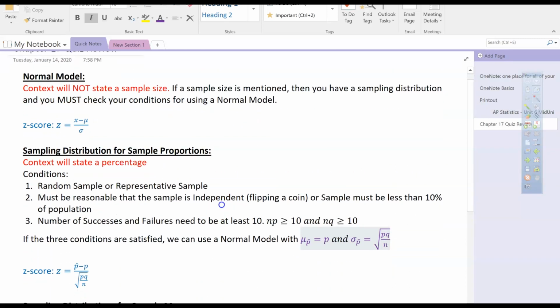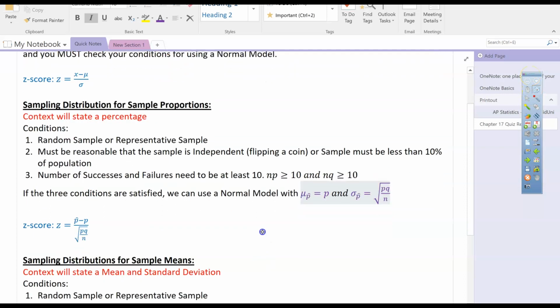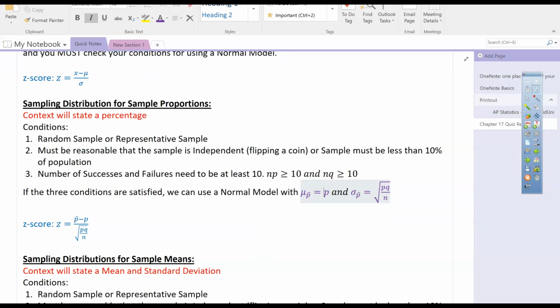So for the normal model, we have z equals x minus mu over sigma. And then for the sampling distributions for sample proportions, the context is going to state a percentage. So you might see on the specific example, it'll say 54% of Americans, because that's giving you a percentage. So that's telling you that this is going to be a sample proportions example.